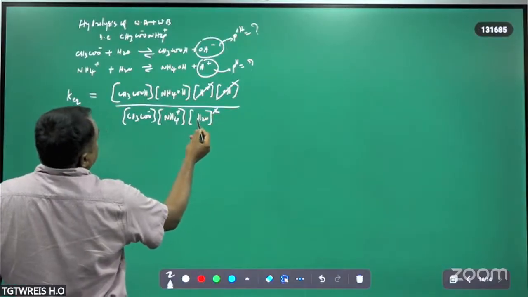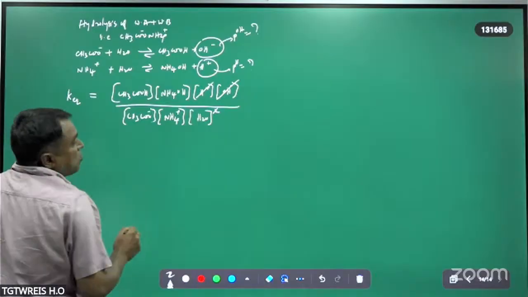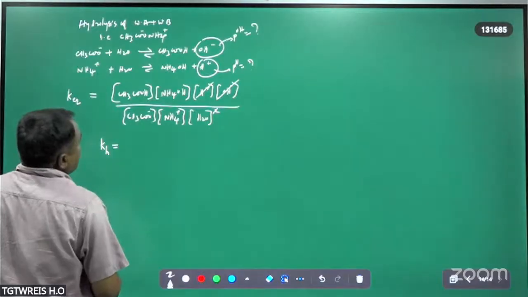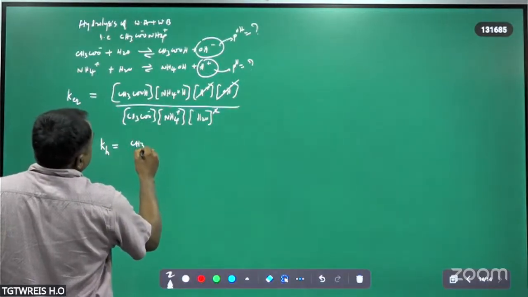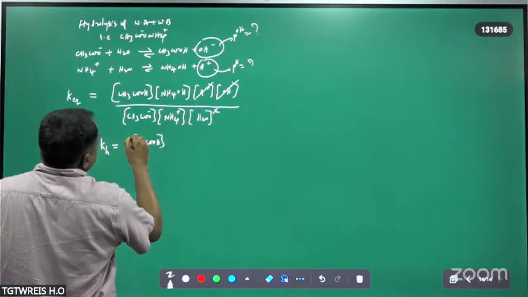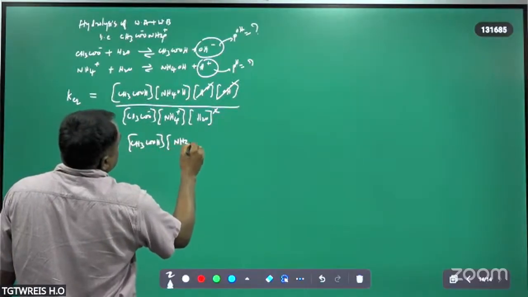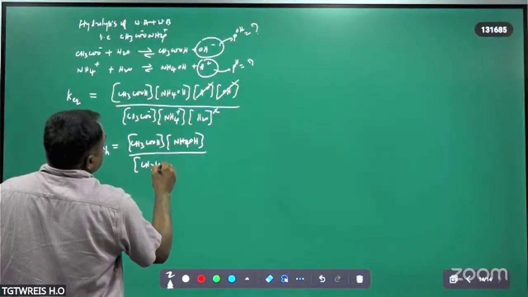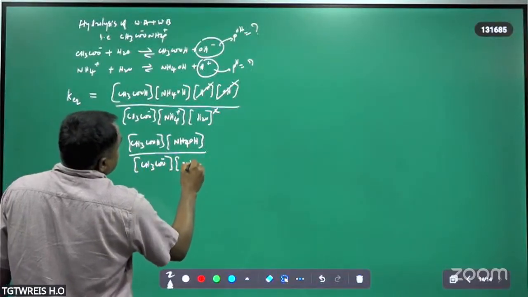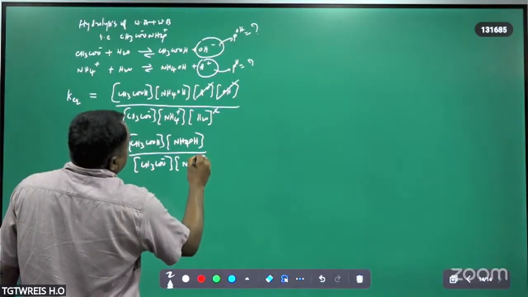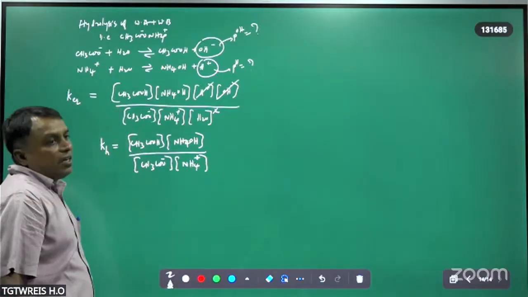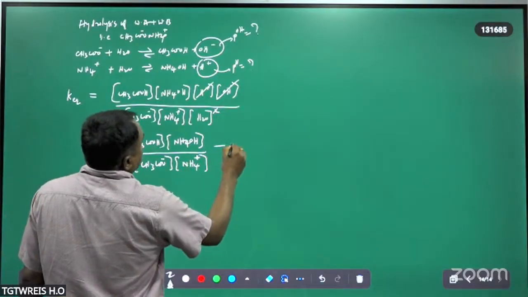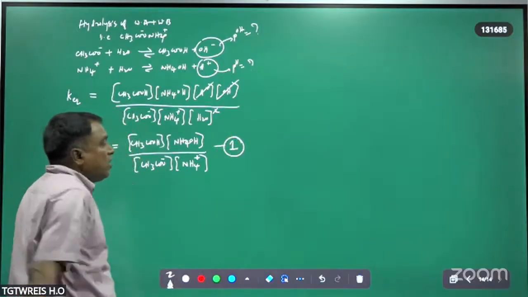Therefore, this means what now? This H2O into this K equilibrium is also one another constant, that is the KH, that is the hydrolysis constant. So it is equal to what? CH3COOH into NH4OH by CH3COO- and NH4+. So in this type of salts, both cation and anion of the salt will undergo hydrolysis. Therefore, this is the equation number 1.